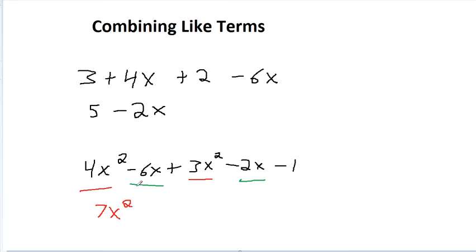And then if you have minus 6x minus 2x, that brings you further back in the negatives, right? If you have negative 6 and you subtract 2 from it, then you got negative 8x. And then we got that minus 1 over here. So that's another example of combining like terms.